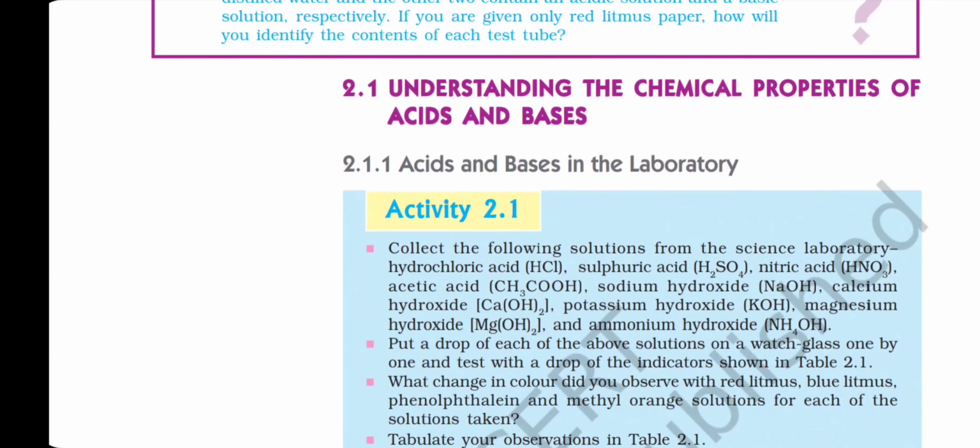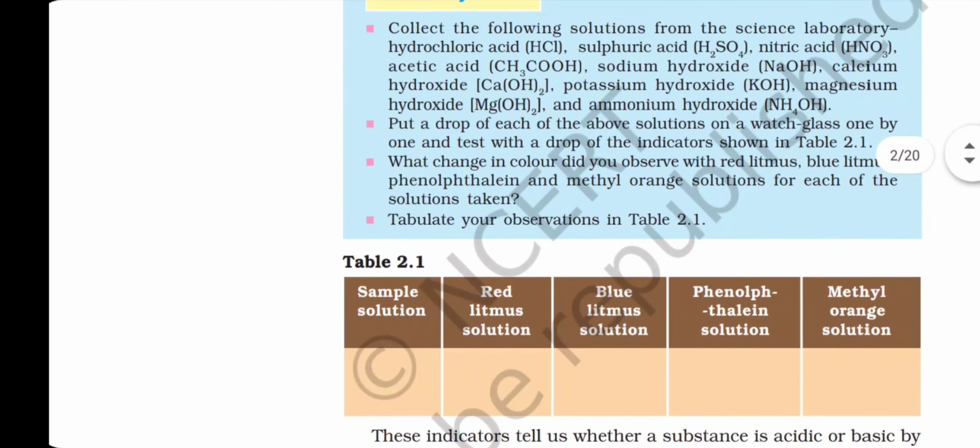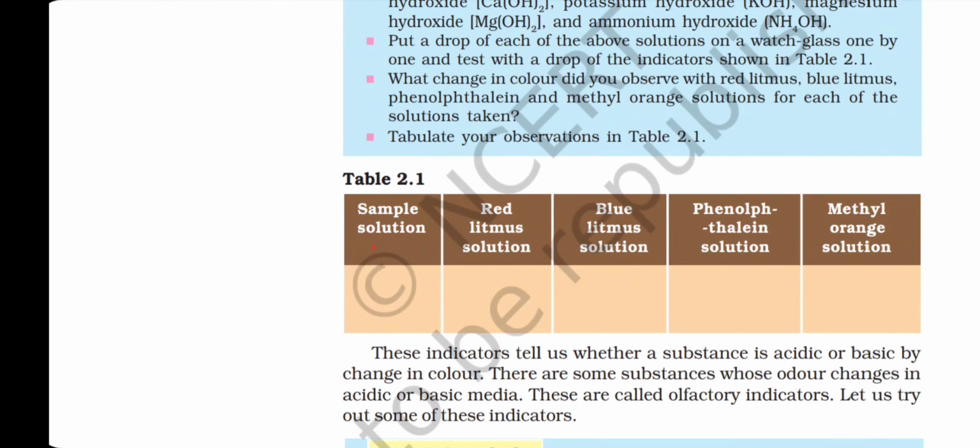Now we will study the chemical properties of acids and bases. Acids and bases in the laboratory. Here is an activity: how do acids or bases show a change in color in the laboratory when the solution is taken? What changes take place in red litmus paper, blue litmus solution, phenolphthalein and methyl orange? This indicator tells us whether the substance is acidic or basic by changing color. There are also some substances which change odor in acidic or basic media. These are called olfactory indicators.